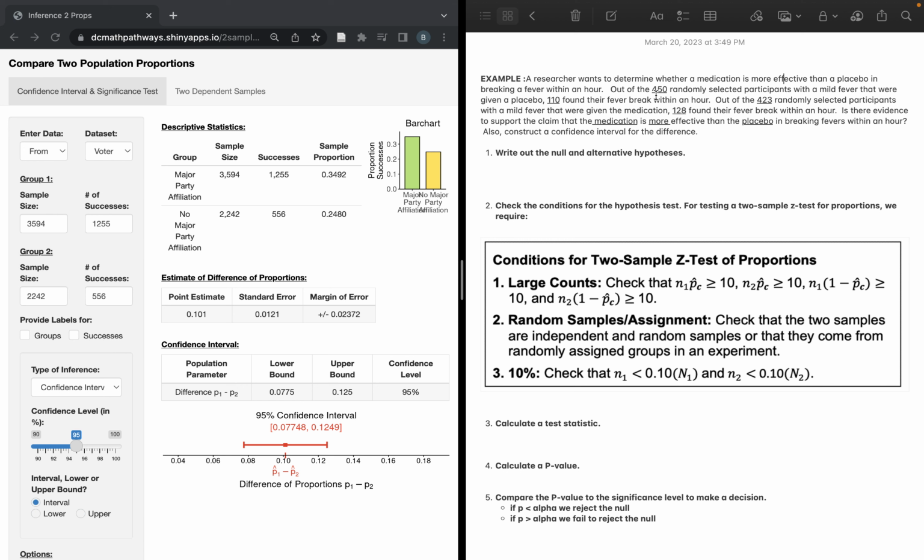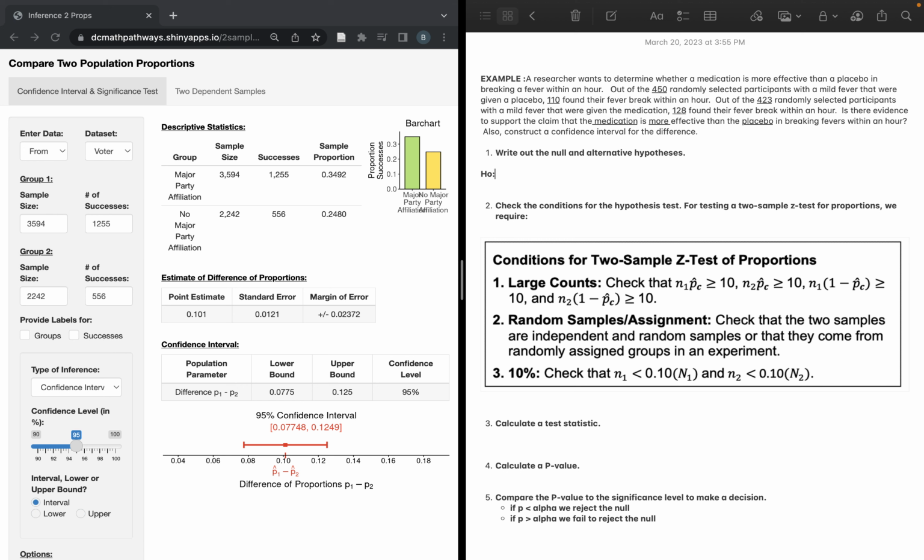So we have the first sample. Now the second sample is out of 423 randomly selected participants with a mild fever that were given the medication. 128 found their fever break within the hour. Is there evidence to support the claim that the medication is more effective than the placebo in breaking fevers within an hour? And then we're also going to make a confidence interval.